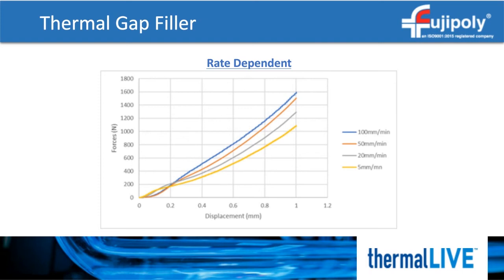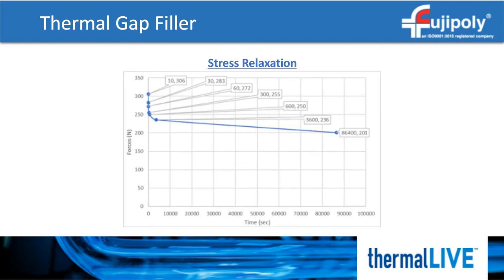Another way of looking at the rate dependency characteristics is a stress relaxation at a given gap. Sometimes this data is available from the gap filler manufacturer, either on the data sheet or as supplemental data. The graph on the screen is a stress relaxation over time. Unlike creep where the load is fixed and we are looking at how much the gap filler compressed under that load over time, with stress relaxation we are looking at how much the gap filler relaxes over time at a given gap or percent compression.